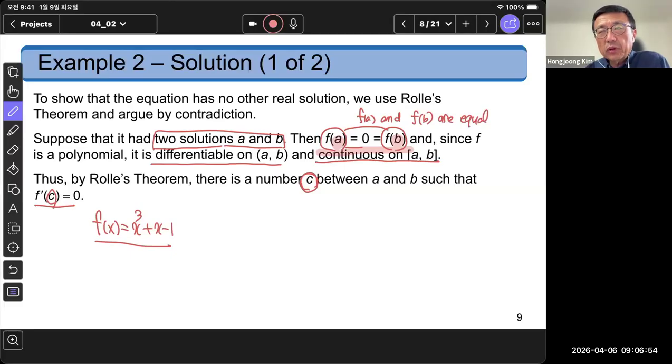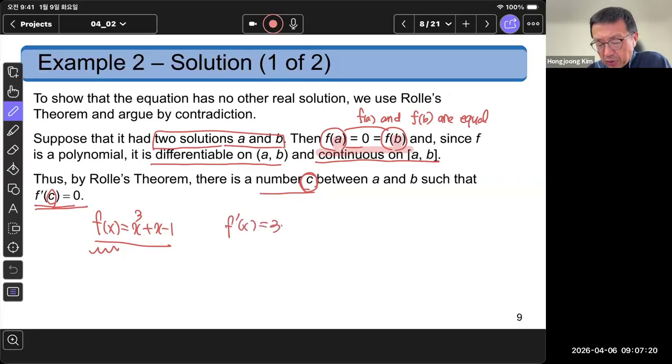Then what does Rolle's theorem say? There will be a point c such that f prime at c equals 0. Then why does it cause a problem? Well, given this f of x defined by x cubed plus x minus 1, what is f prime?